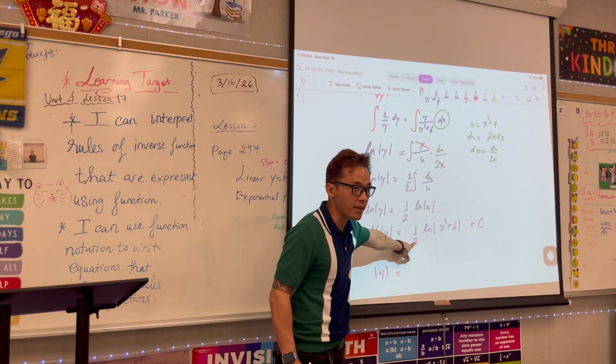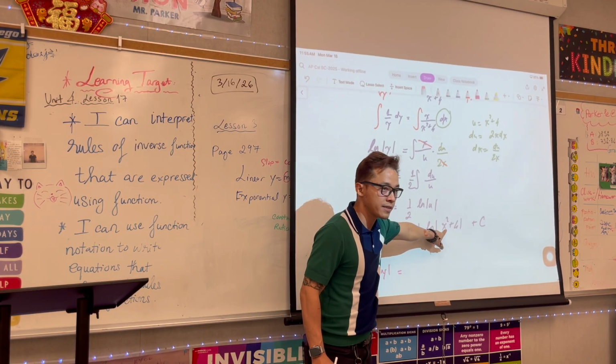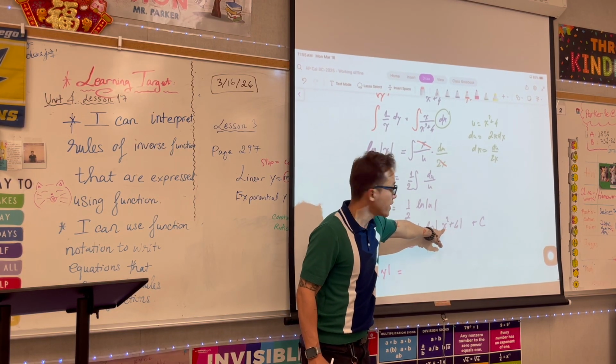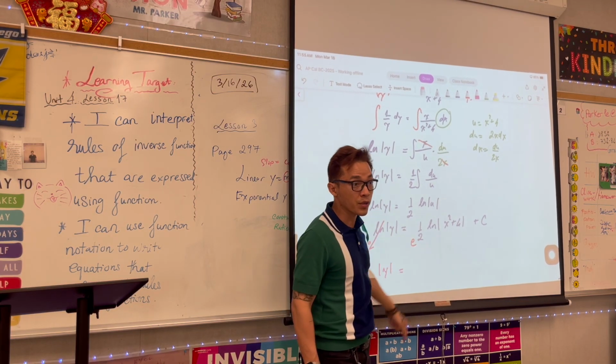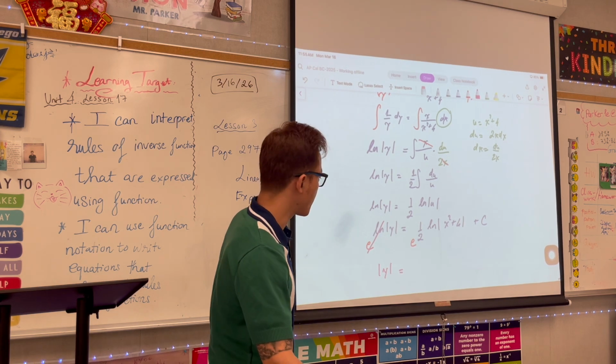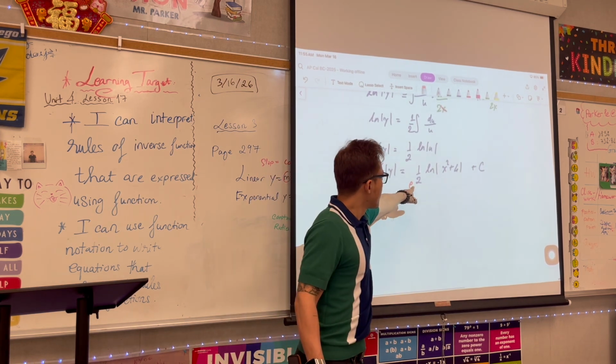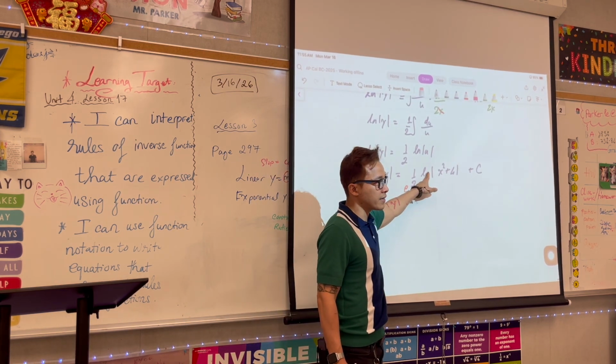Do you see the 2 here? Now the chain rule happens. What is the derivative of this? 2x, right? The x cancels out with this already, and you only have 2 left. That's where the chain rule happens. Very good question.